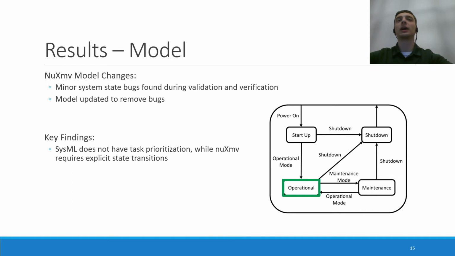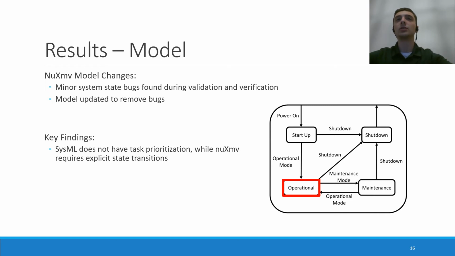Getting results back from running the specifications against the model gave us insights into the model. The results led to us finding some minor system state bugs and helped us improve the nuXmv model. One bug can be seen here. The system is in operational mode and in a functional state, which is shown by the green box.